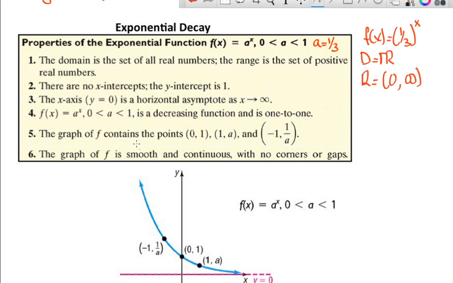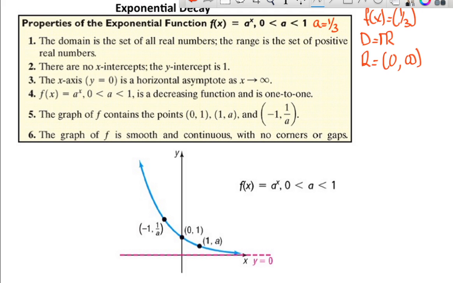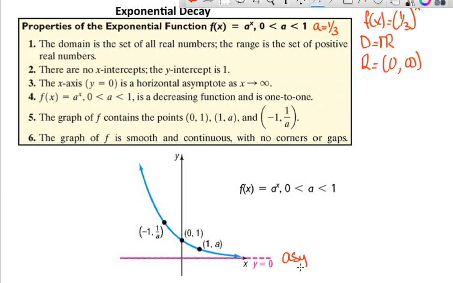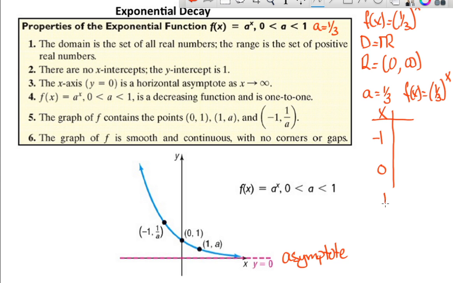The range, you get any values between 0 and infinity. But now it's flip-flopped. You reach infinity on the negative x side, and we get close to 0 on the positive x side. So this is still an asymptote. Okay, just like with growth, we still have an asymptote here on the x-axis. We get that over here. No x-intercepts, the y-intercept is 1. That's because anything to the power of 0 is 1. And we still get the points (0, 1), (1, a), and (-1, 1/a). But I do want you to look at that for just a second over here. So if a was 1/3, and then we're looking at 1/3 to the power of x. So now, again, we're going to use the 3 values for x that we used previously.